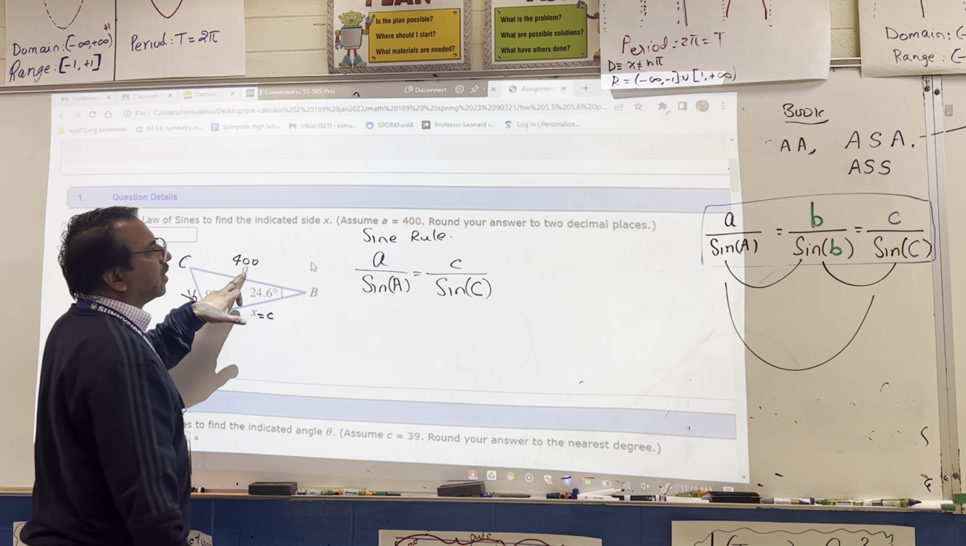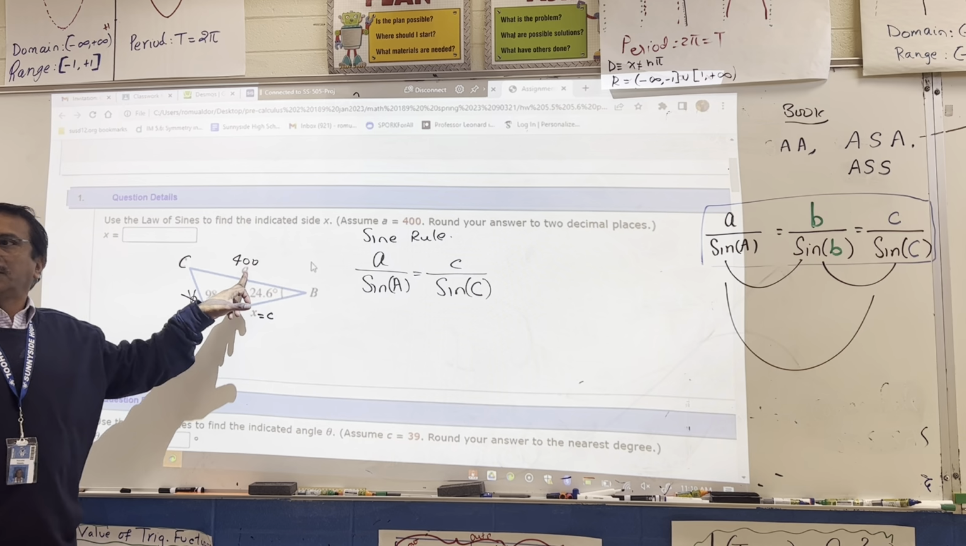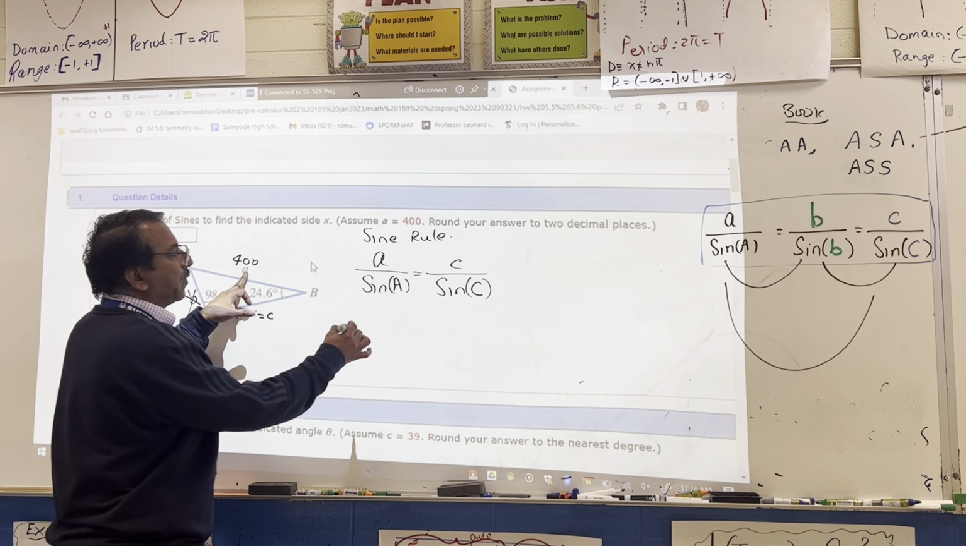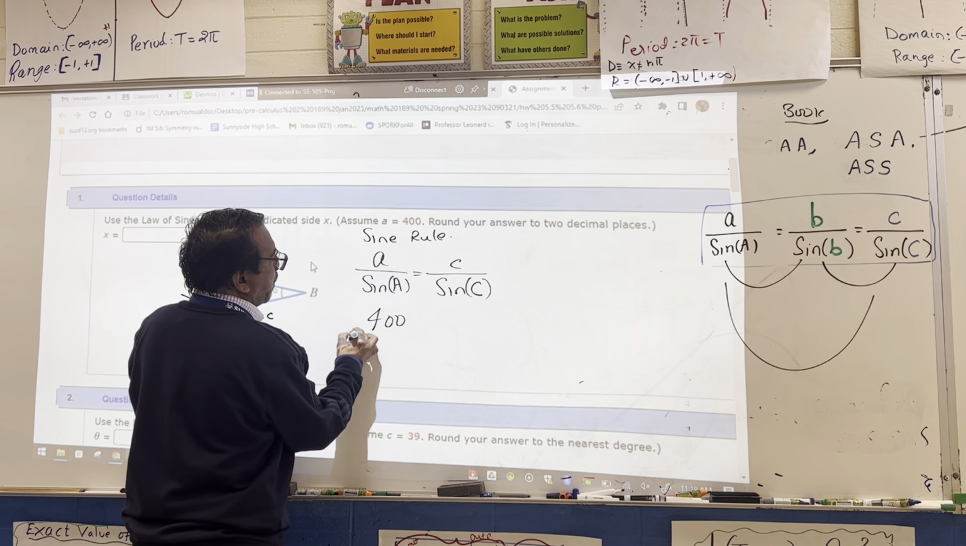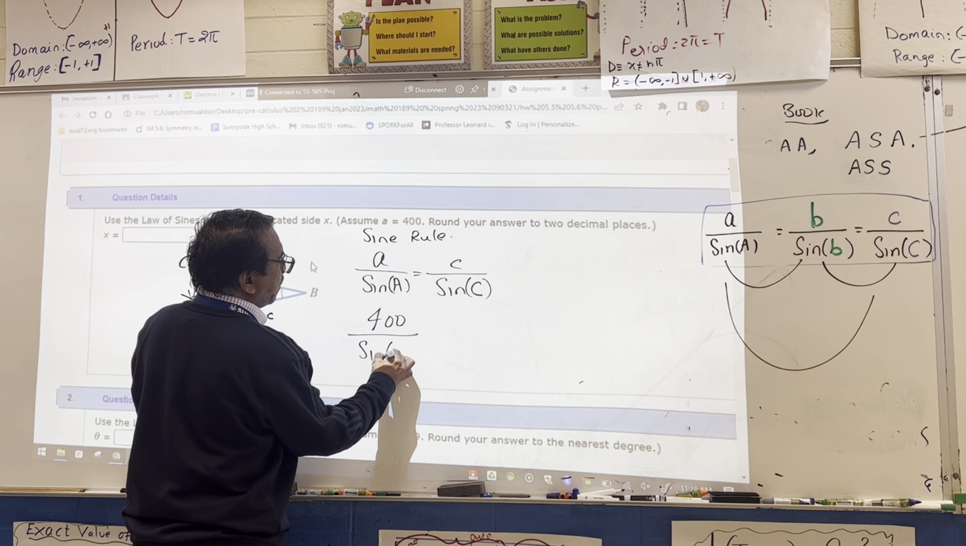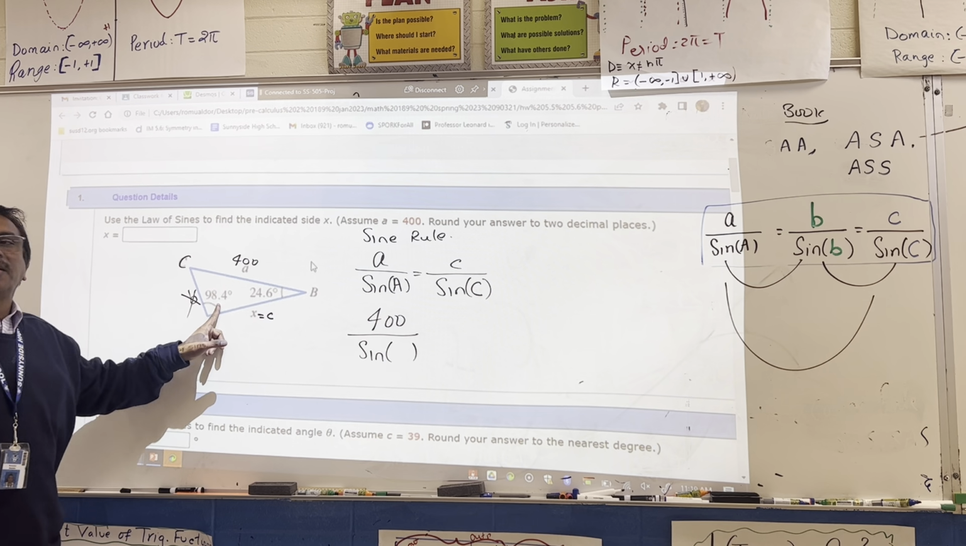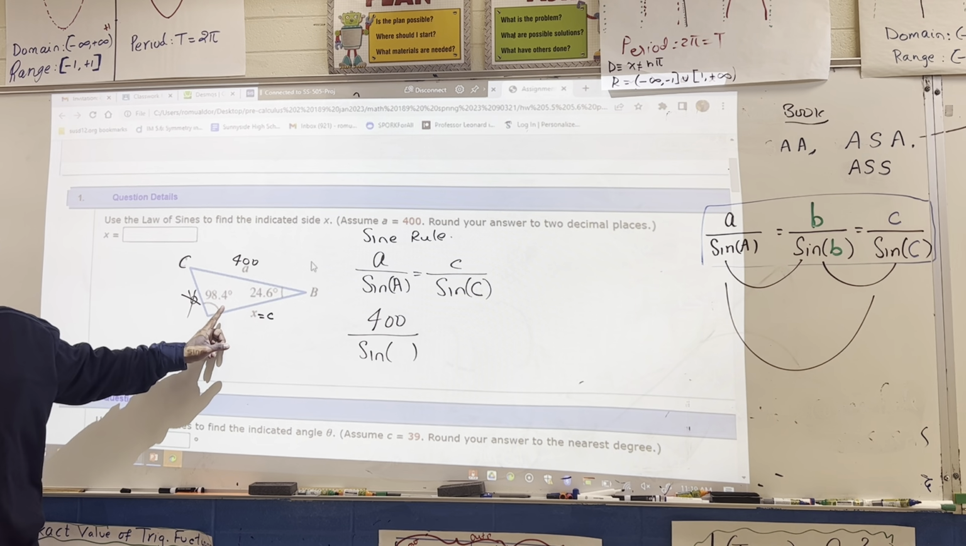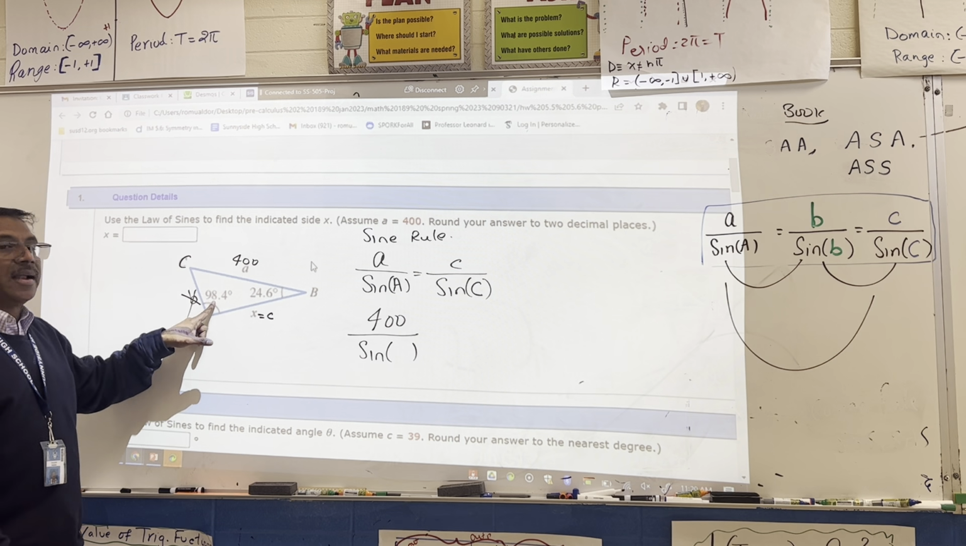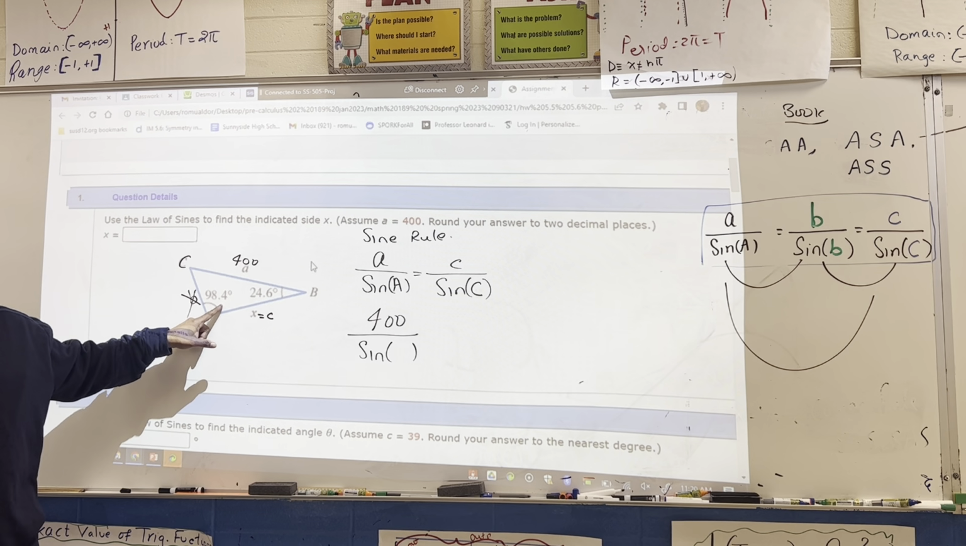What is given is 400, let's put 400, divide by sine. Did they give us what A is? How much is A? Now they give it to you in point form, right? Where did we see this? So it's 98. So let's do this together. Then from the Cengage you can do your own problem, right?